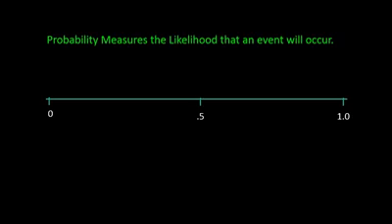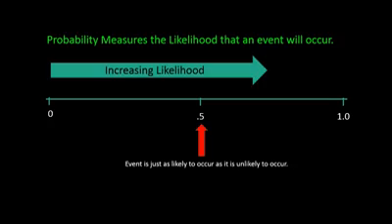A probability of 0.5, which is halfway between 0 and 1, means the likelihood of something happening is 50-50, meaning there is an equal chance of it happening or not happening. So we can say that the occurrence of an event is just as likely to occur as it is unlikely. As we move from 0 to 1, the likelihood of an event occurring increases.